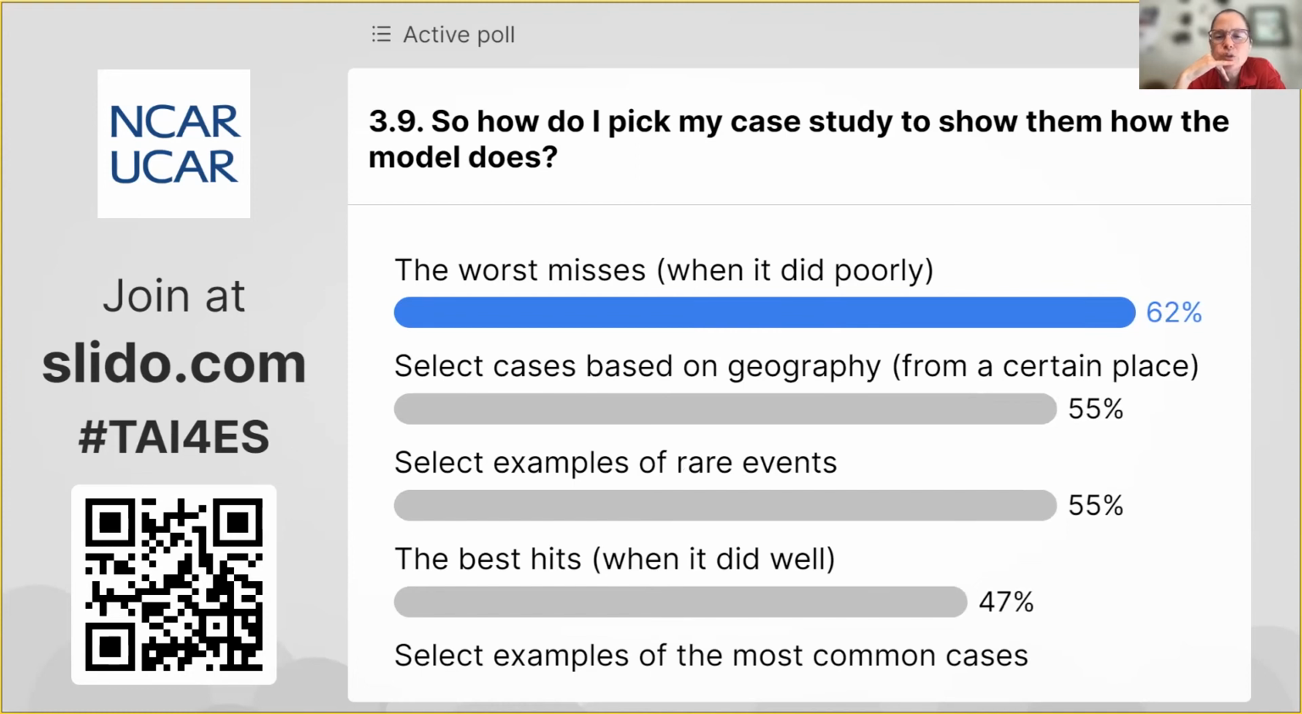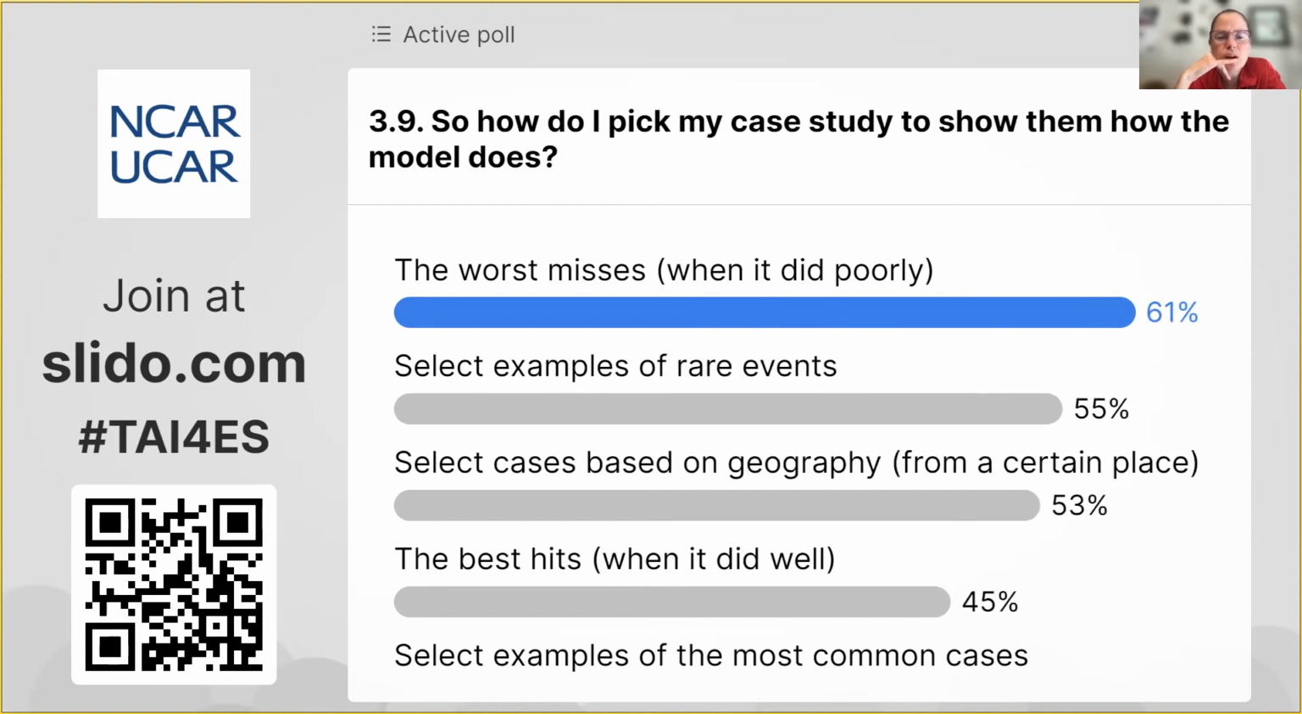I think worst misses was not your top. Yours was rare events, right? I think so too. And I can also show the results of the other one too, if we want to. I'm just finding it interesting to see how different they are. We don't have to dwell on it. We can switch back to the slides. I think these are pretty interesting.